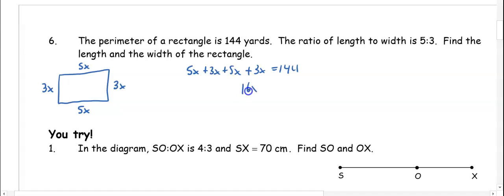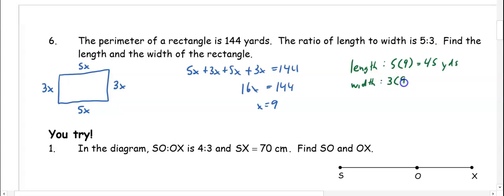So we get 16x equals 144. We divide by 16, so x equals 9. Then it says find the length and the width. So our length is going to be the 5x, so 5 times 9, which is 45 yards. And our width is 3 times 9, which is 27 yards.